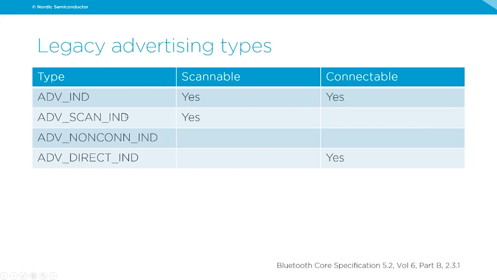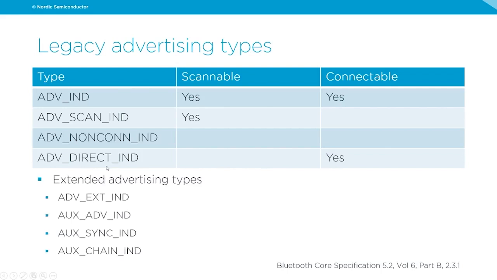The second type is ADV_SCAN_IND, meaning that it's non-connectable but scannable. Then we have ADV_NONCONN_IND, which is non-scannable and non-connectable. Again, non-scannable here doesn't mean that it cannot be scanned. It only means that this packet doesn't support scan request and scan response, but other scanners can still scan it. And then we have directed advertising, which is not scannable but connectable. We will talk about this later on.